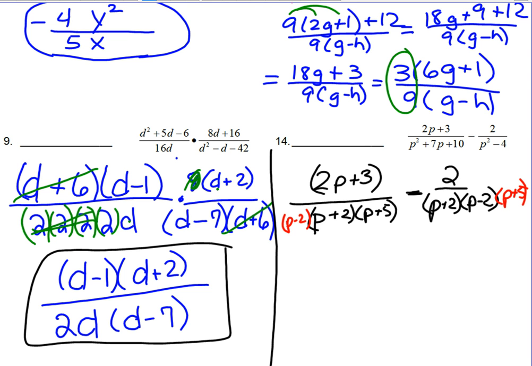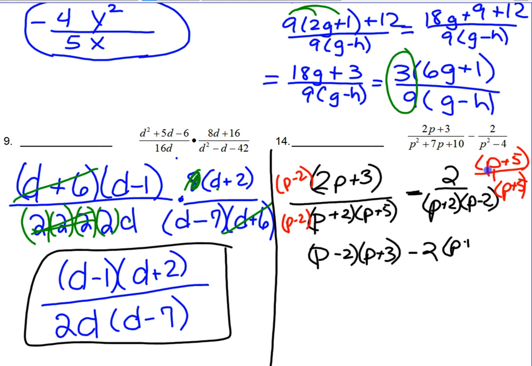Now we can't just add things to the denominator, but what you do is you add them to the denominator, and the numerator. So my new numerator, now that I have the denominators match, the denominators are exactly the same. So my numerators were p minus 2 times p plus 3 minus 2 times p plus 5. And they're all over this great big denominator of p minus 2, p plus 2, p plus 5. It really doesn't matter the order.